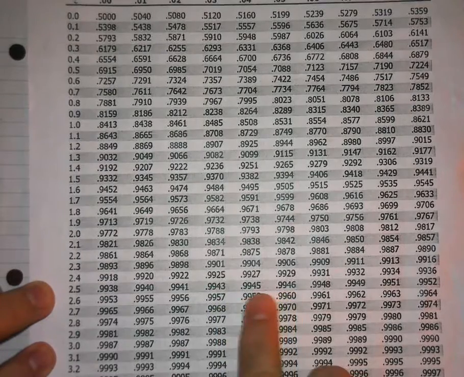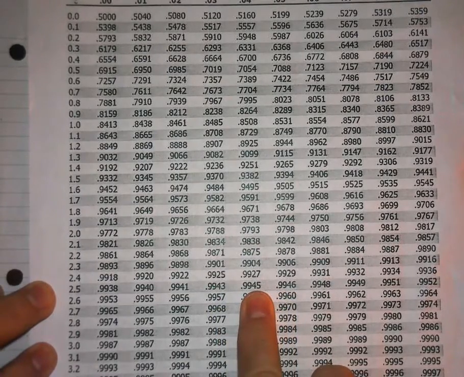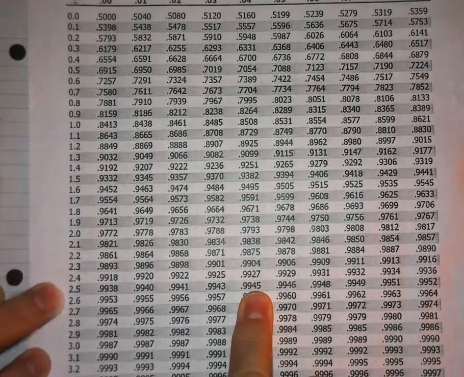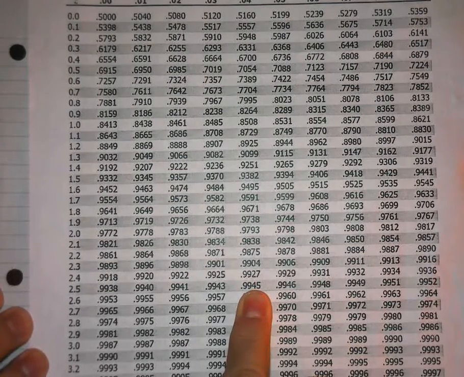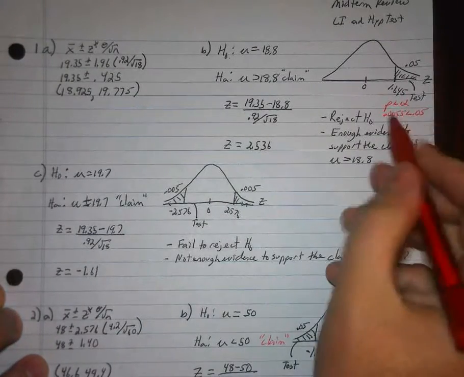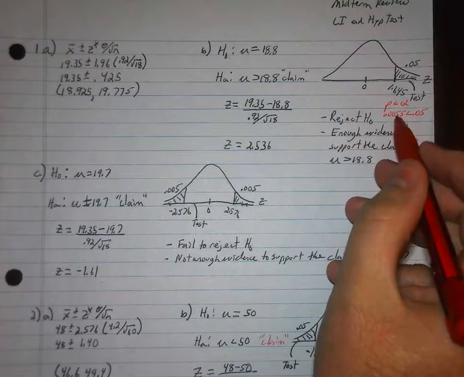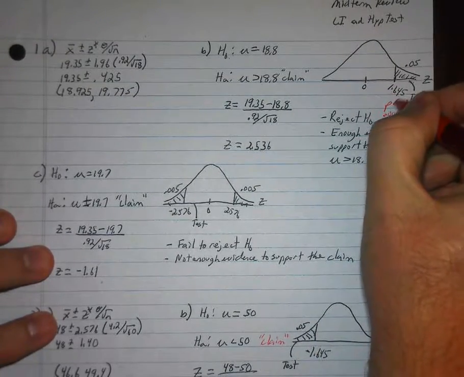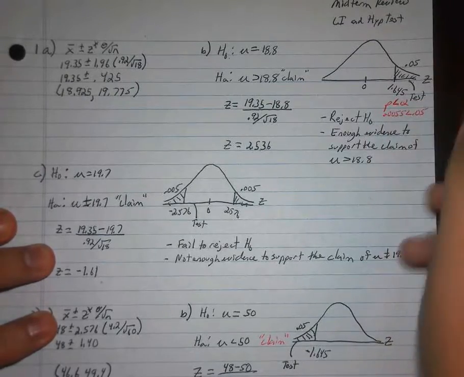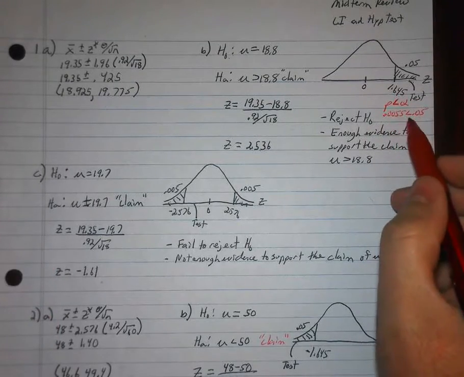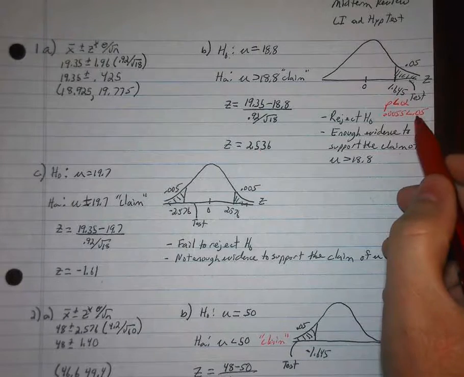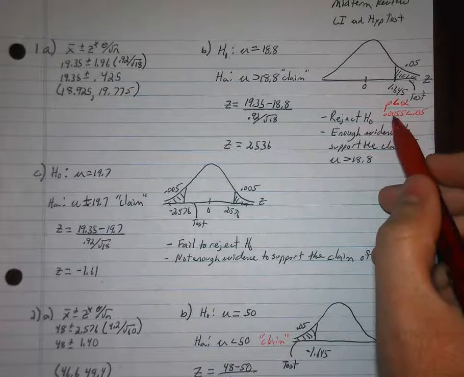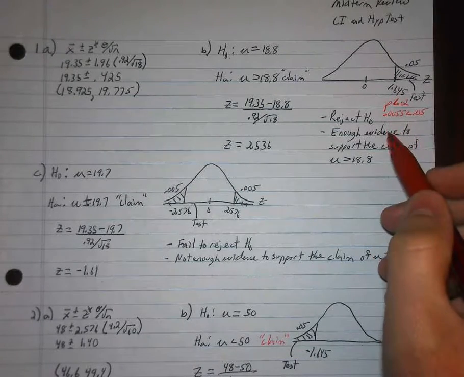So for that 2.536, if you look up 2.54 in the z table, it gives you 0.9945. That's the area to the left of 2.54, so the area to the right is 1 minus this, which is 0.0055. That's the p-value here. You can compare that p-value to alpha, and p is less than alpha: 0.0055 is less than 0.05. So that means you reject H0 and you support the alternative.